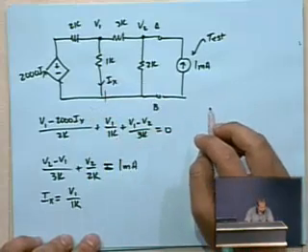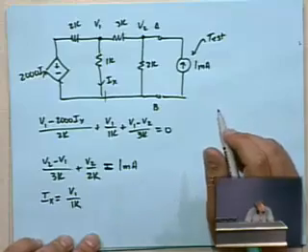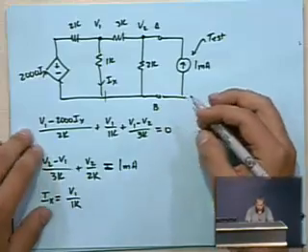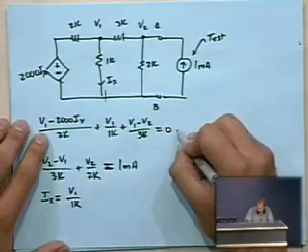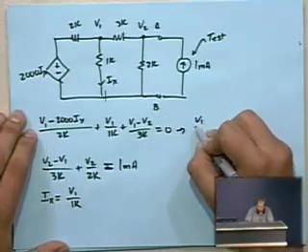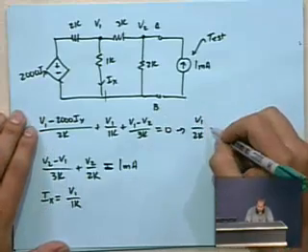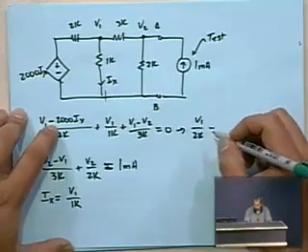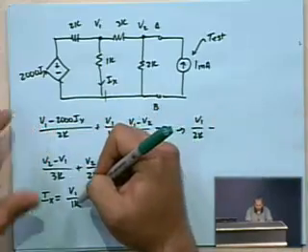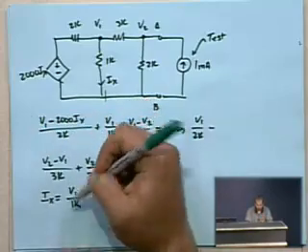And as much as anything, well, let's start separating terms out too. So we've got V1 over 2K minus 2000 Ix. 2000 Ix would be 2V1 over 1K.